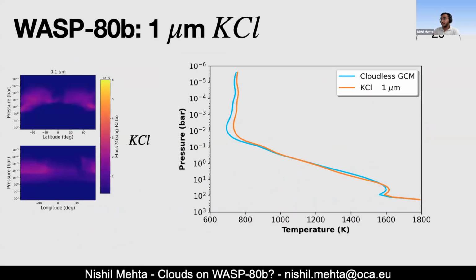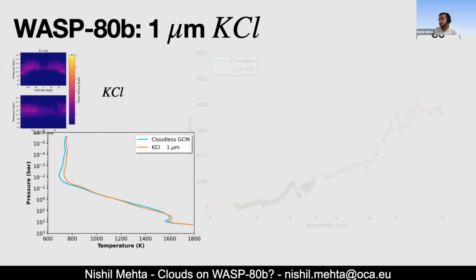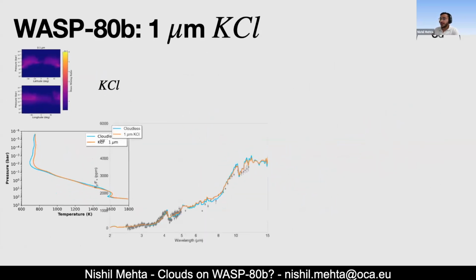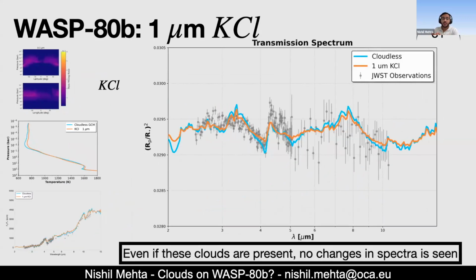Next, I would like to show 1 micron KCl clouds. Now, these clouds are also present in the atmosphere, but they are optically thin, which is why they do not have a strong radiative feedback, and hence they cause minor changes in the TP profile, and hence minor changes in the dayside spectrum, and minor changes in the transmission spectrum. Now, this is a case which shows us that even if clouds might be present in the atmosphere, they might not show any signs of clouds in the spectrum, which might be another possible case for WASP-ATB.